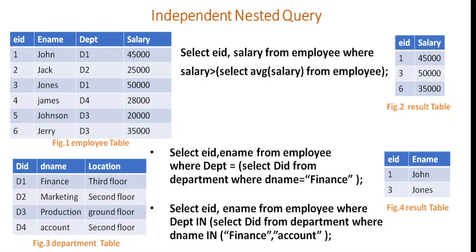Now when you write this query, the system will first execute the inner query, that is select department ID from department where D name in finance, account. Then it will give you two values, department ID of finance, that is D1, and department ID of account, that is D4. Now these two values will be given as an input to the outer query. Then your outer query will be like this: select employee ID, ename from employee where department in D1, D4. Then it will find out all the employees working either in finance department or in account department.